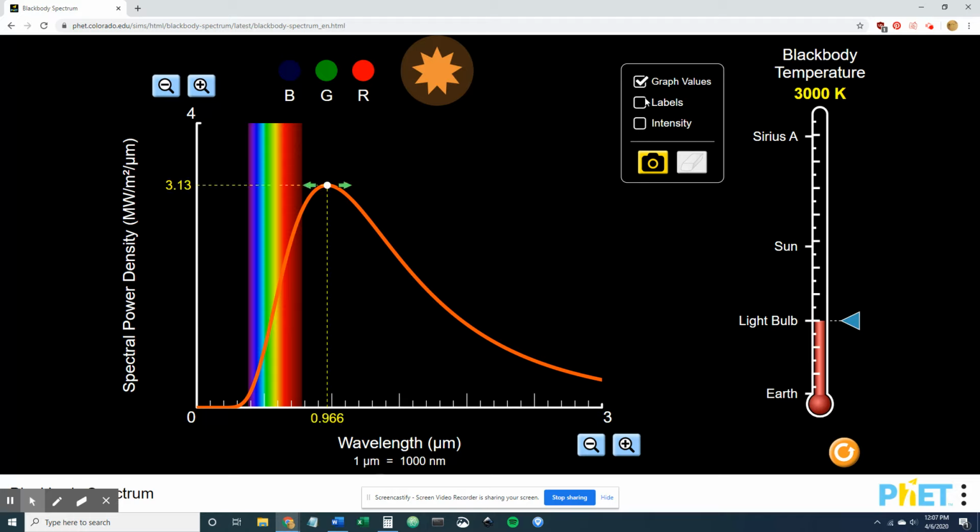What if I hit graph values and labels? This graph value is telling us exactly, you can move this around and we can kind of see where this peak is happening. It looks like about 0.966. Okay, that's awesome. That's where our peak wavelength is. And we have these areas, ultraviolet, visible, infrared. So this peak is in the infrared part of the electromagnetic spectrum, at about 0.966 micrometers or 966 nanometers.